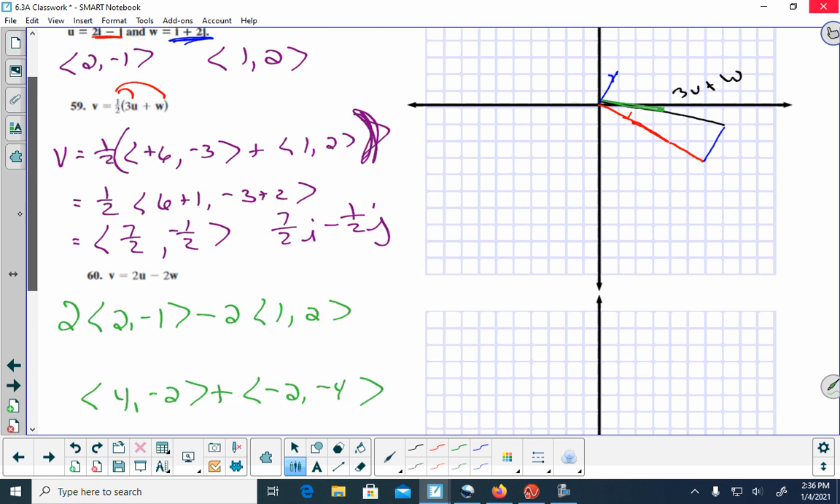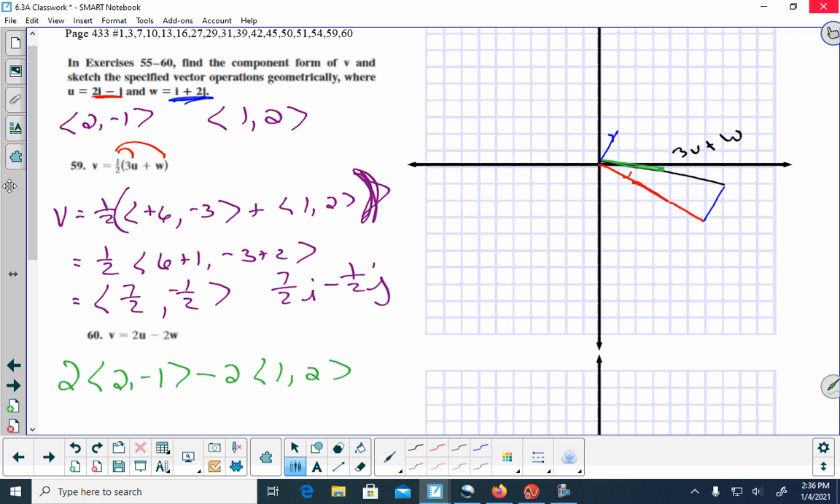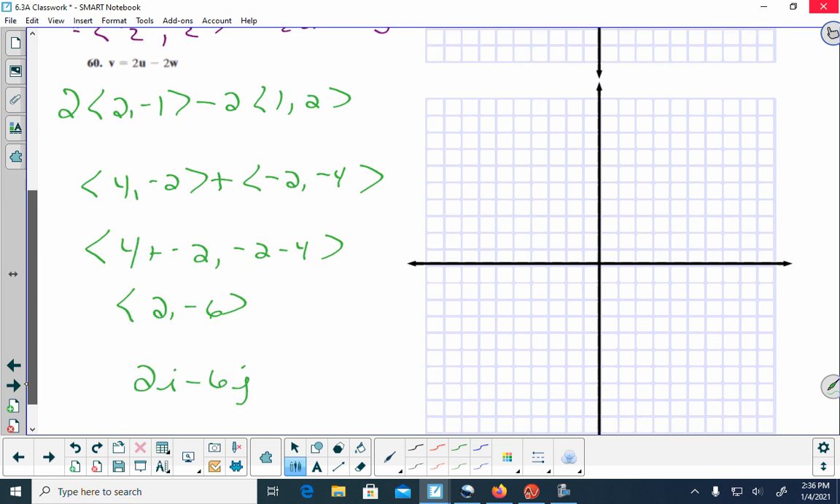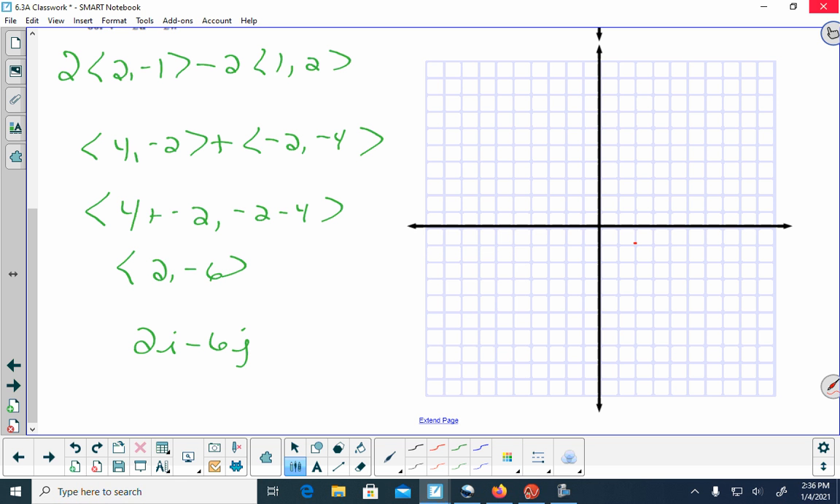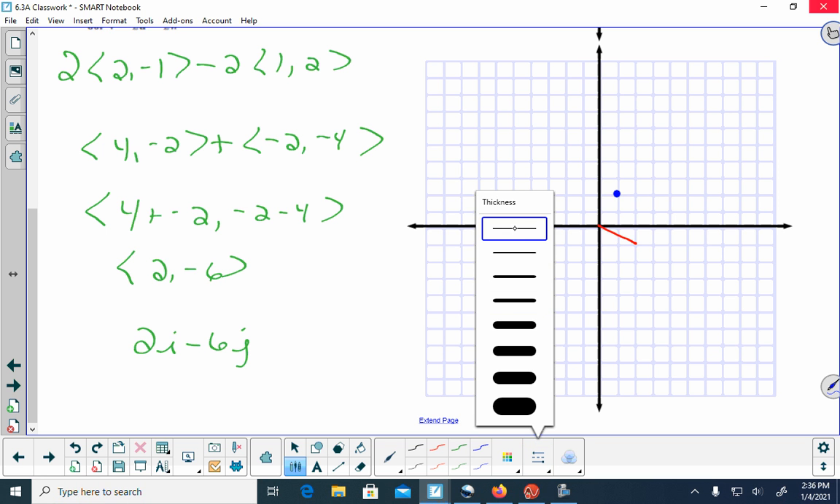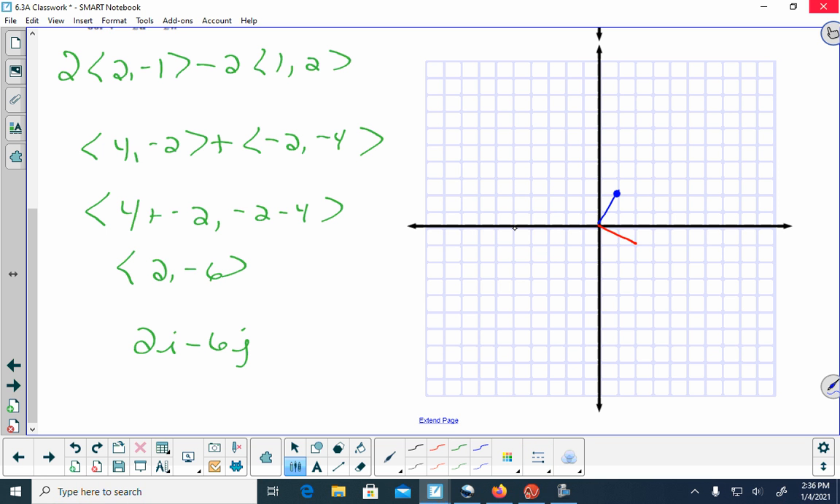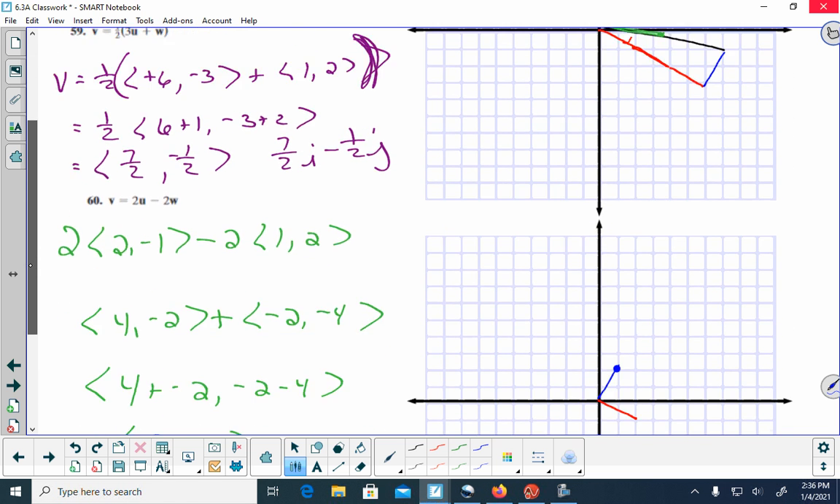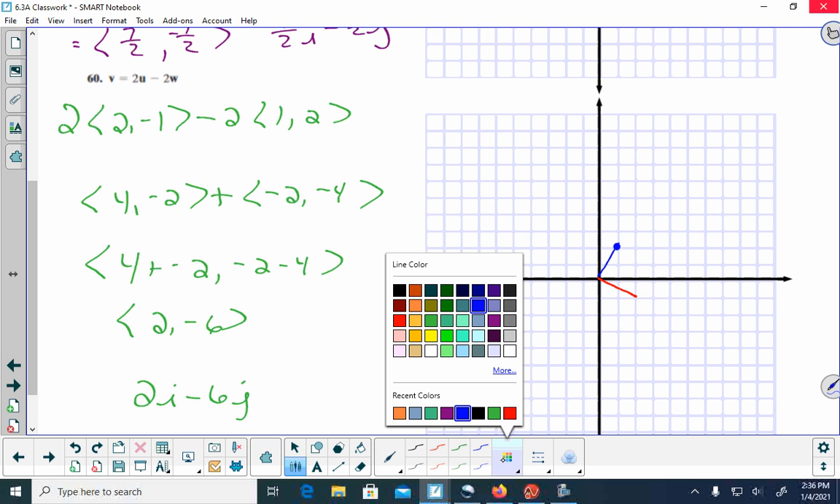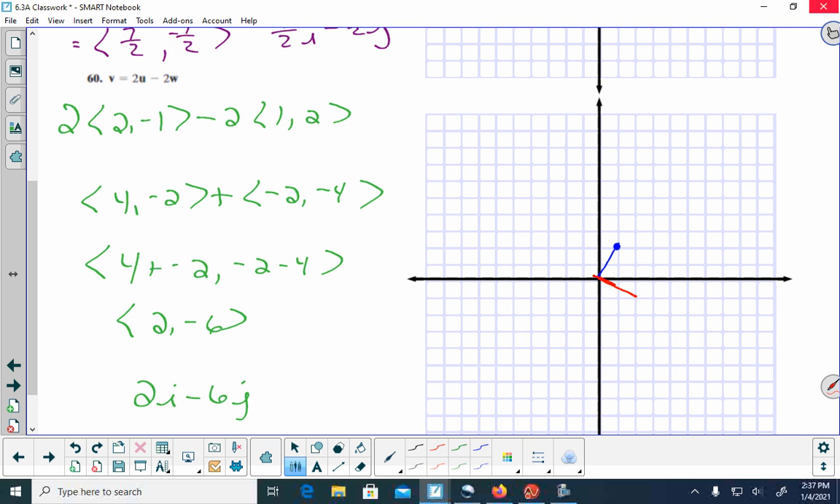Now let's start drawing that picture again. So U is going to be 2, -1, that's in red. And then W is 1, 2. So if I did it right, that's U and that's W, and now I want to do 2U. On the smartboard, I can just draw it again.